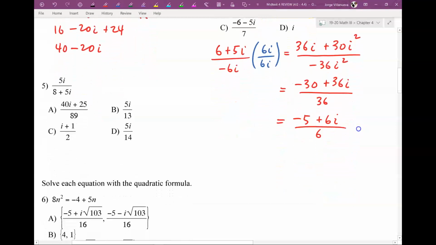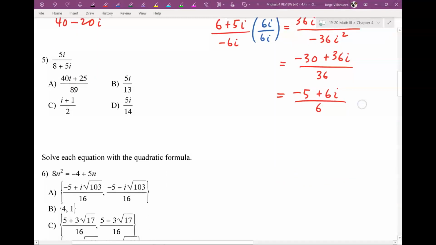Now, number 5 is a little bit more complicated, so we might have to kind of move around a little bit, but I'm going to have to multiply by the conjugate. Now, the conjugate of the denominator for 8 plus 5i is 8 minus 5i. Remember, conjugate just means to take the opposite of the complex number. Now, we are going to just distribute like we normally would. So let's see. 5i times 8, that's 40i. And 5i times negative 5i would be a negative 25i squared.